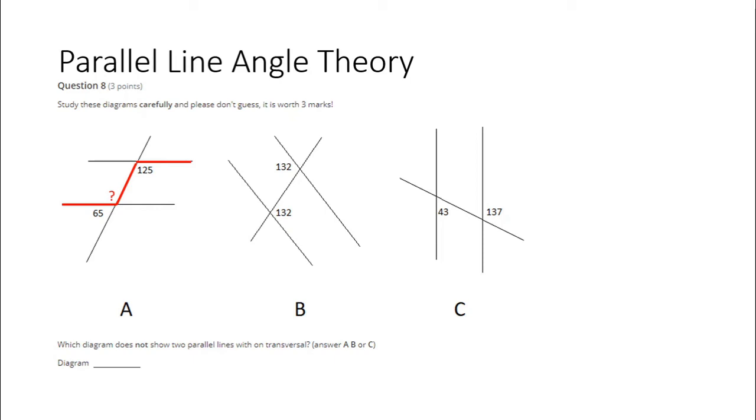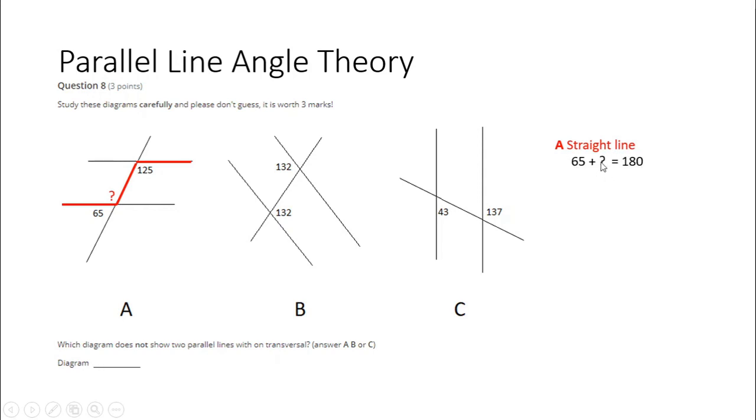If that were a Z pattern, that would mean that 125 and this question mark I put here would be alternate angles. They would be equal. Are they equal? Let's use another rule to try and figure it out. If this angle below that question mark is on the same straight line as that question mark, they should add up to a straight line. They should add up to 180 degrees.